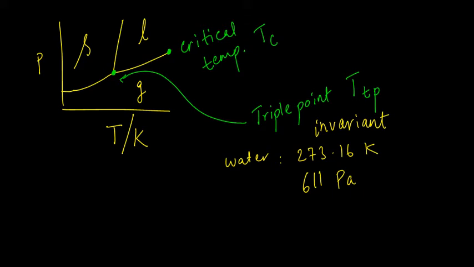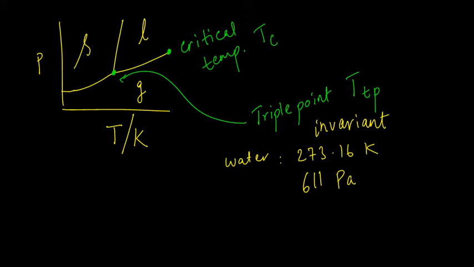And why is it invariant? It's invariant because mathematically you would see that three lines meet, and we have two variables over there. So it's a simultaneous solution of these three equations with two variables. So I can have only one value possible.